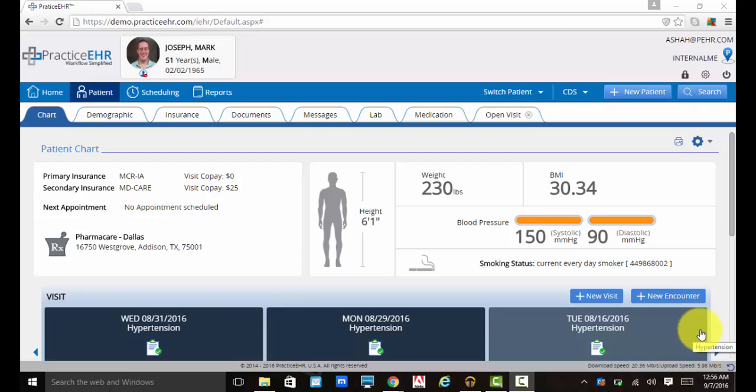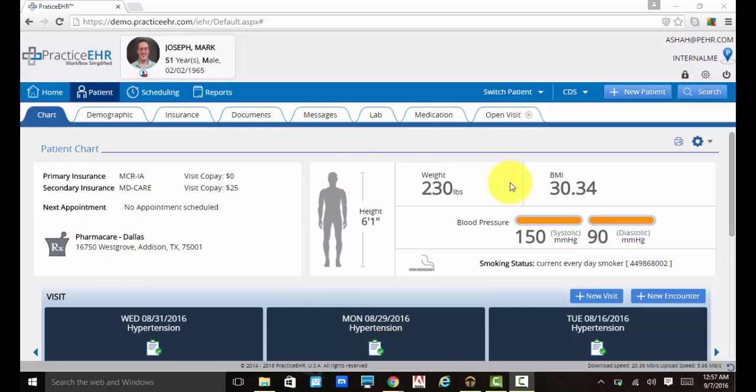Now the patient chart is made up of several small windows. The first window on the top left-hand corner gives us some information regarding patient insurance information and patient's next appointment, along with the patient's pharmacy information.